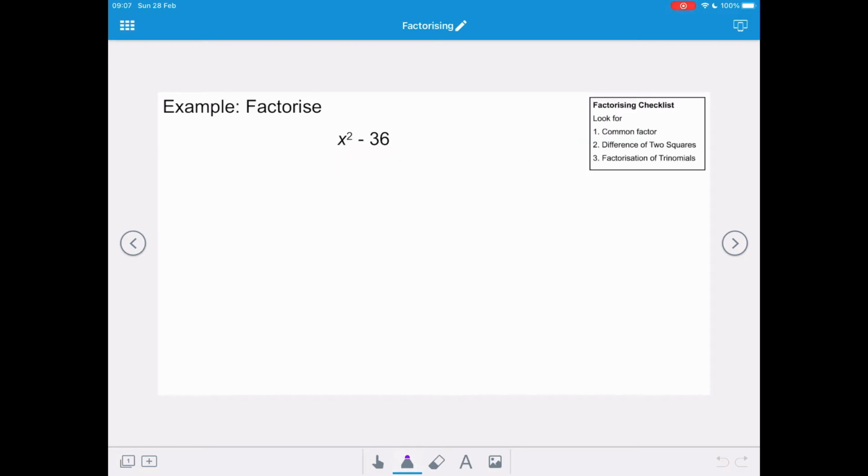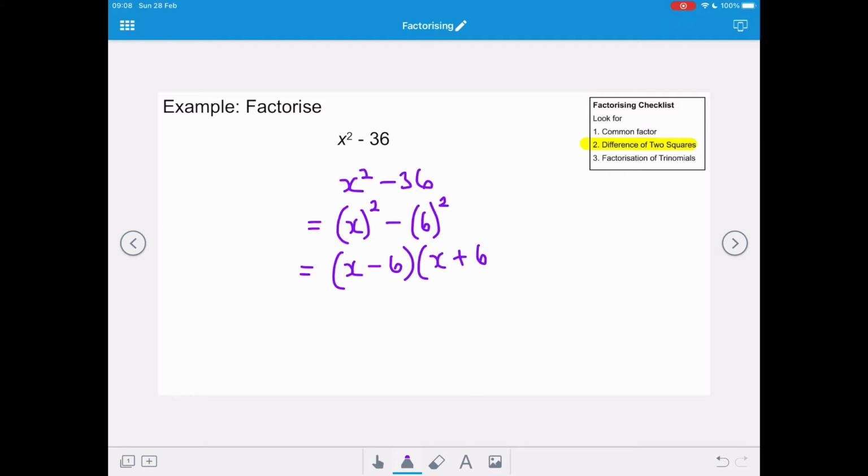So our first example, we want to factorize x squared minus 36. So we want to check our factorizing checklist, and we're going to look for a common factor, and there isn't one. So now we're going to look for a difference of two squares. And as we've got two terms that are perfect squares separated by a subtraction sign, we have a difference of two squares. So we're going to work out what our perfect squares are by square rooting them. So we have x all squared subtracted by 6 all squared, because the square root of 36 is 6. And we rewrite it as (x minus 6)(x plus 6). Or we can write it as (x plus 6)(x minus 6).